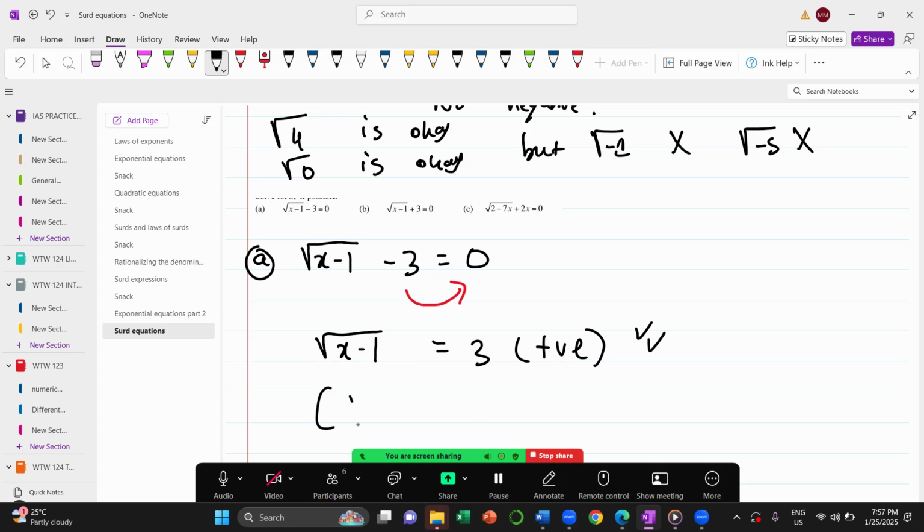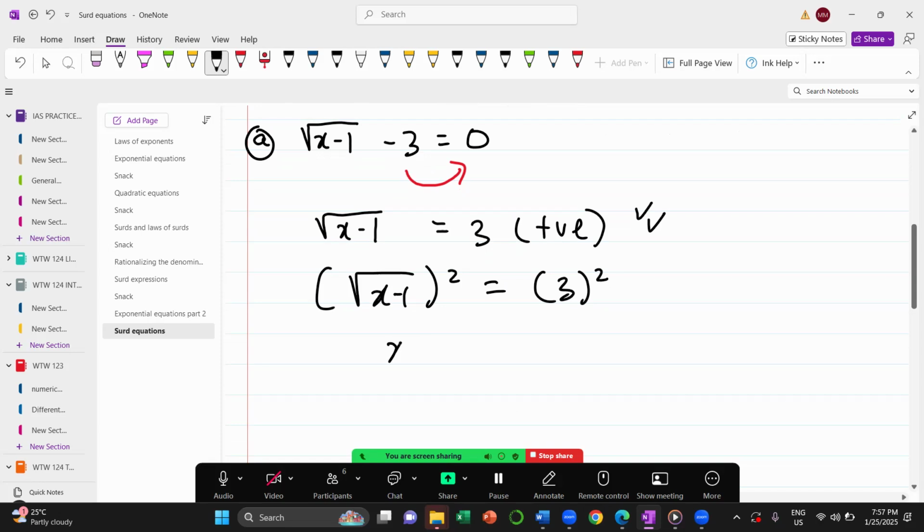So I have square root of x minus 1. For me to eliminate this square root, I must square both sides, right? So I'm going to square 3 also. So therefore, I'm going to end up getting x minus 1 all equal to 9, right? Therefore, x is going to just be equal to 10.